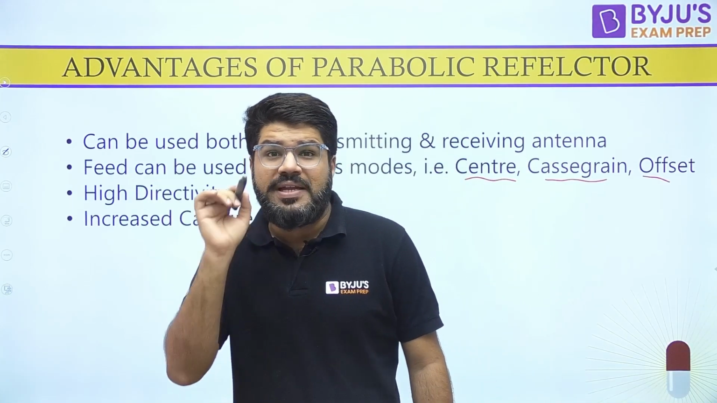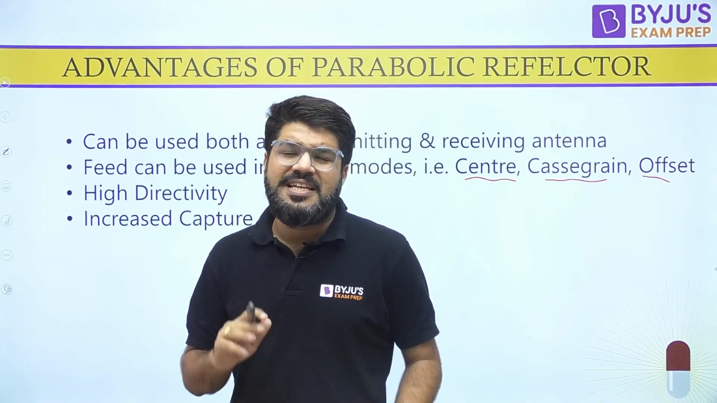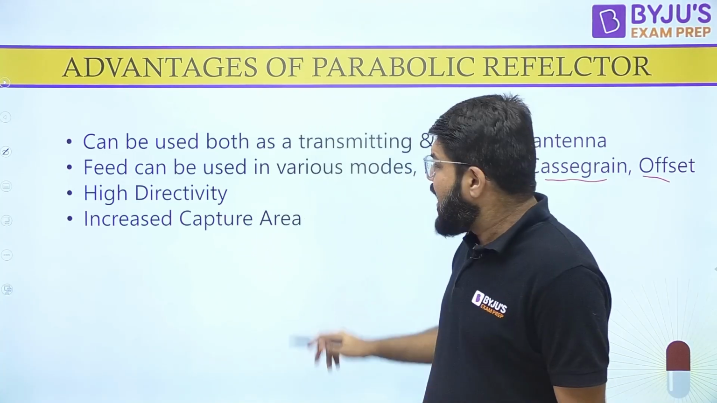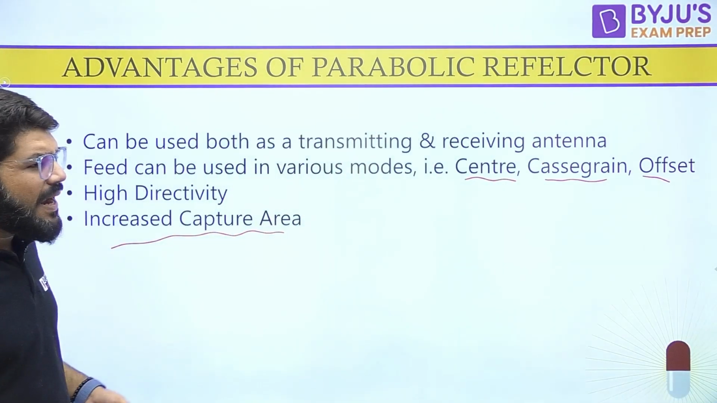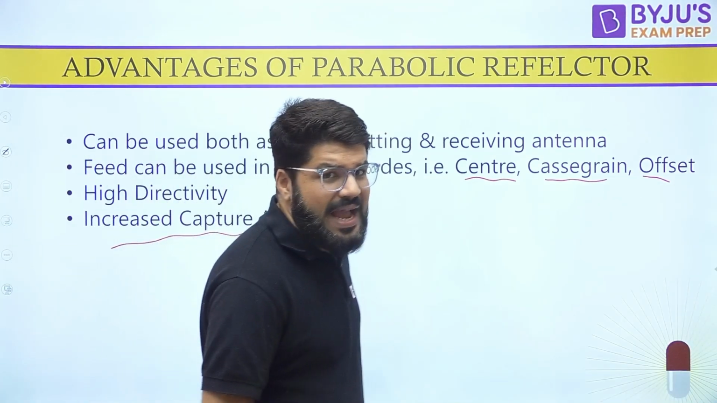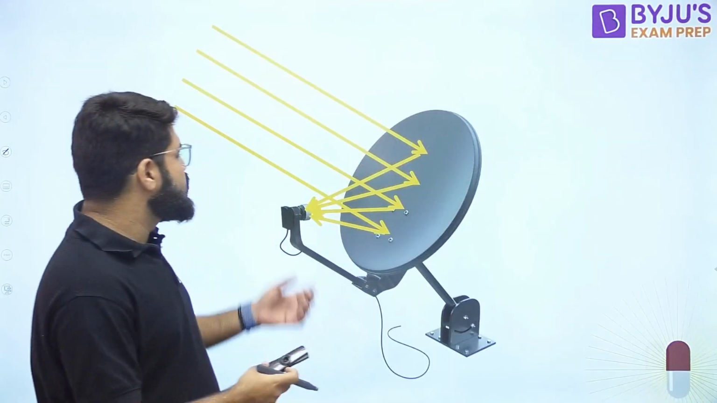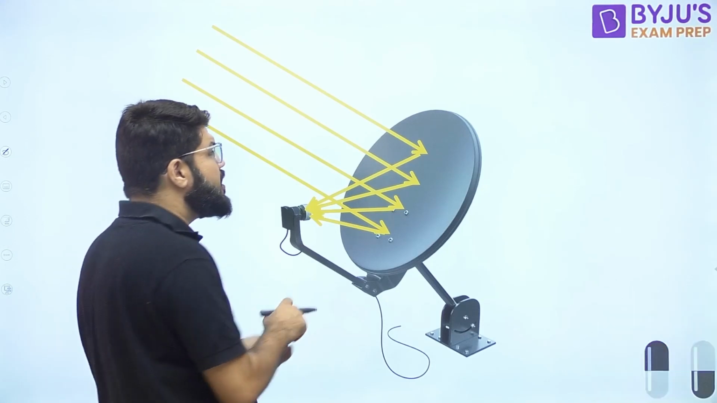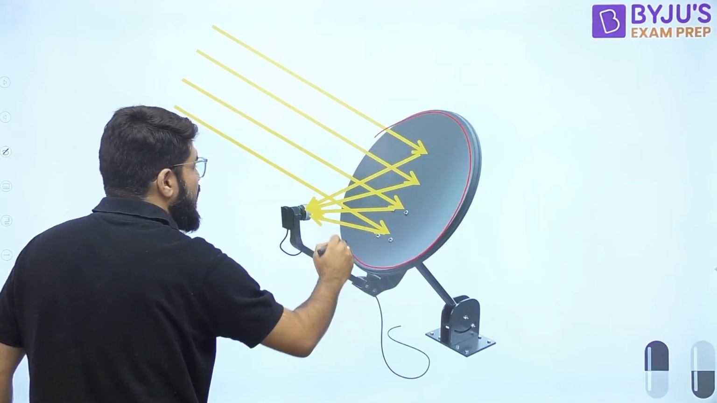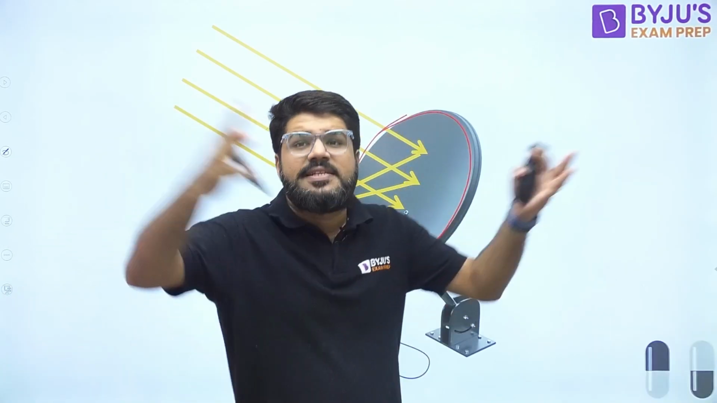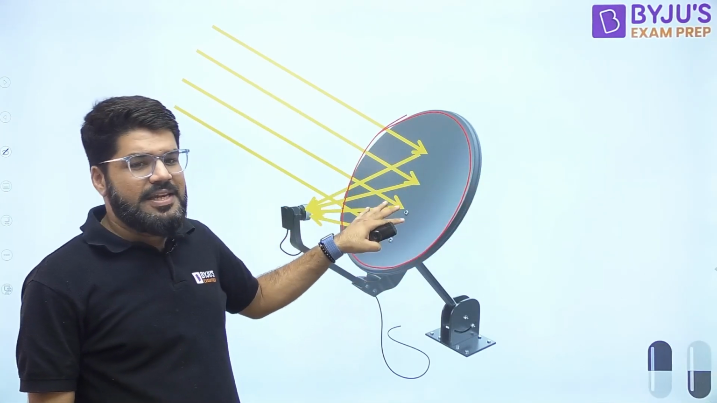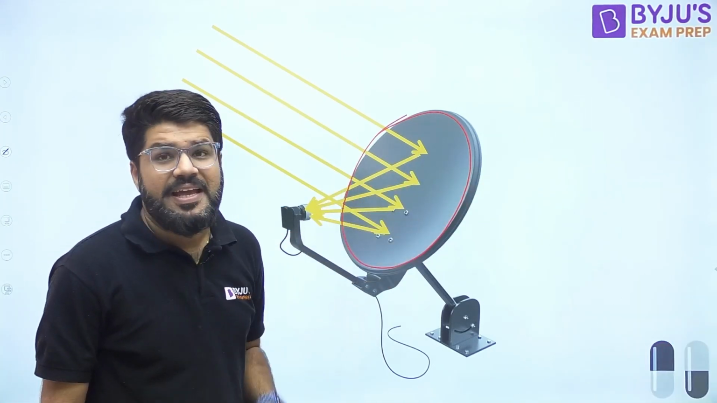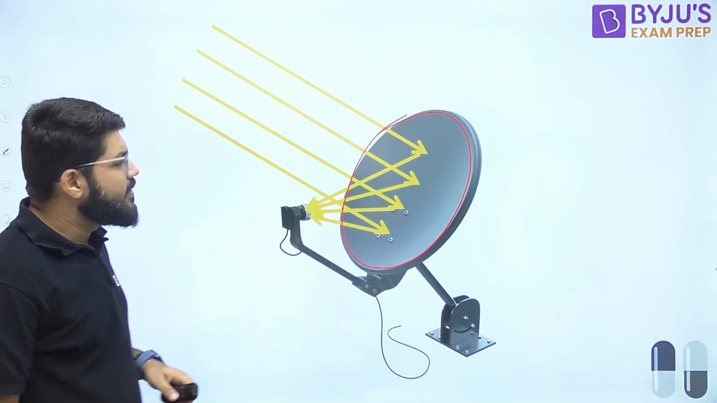As I'm showing you, it is more directed in one particular direction, with high gain in one particular direction, and it also has an increased capture area. Because if the electromagnetic energy were to directly fall on the antenna feed, that feed is very small. This particular dish is doing one more task, that is, it is increasing the total capture area, and because of the increased capture area, we'll see the increased directivity, the increased gain also.